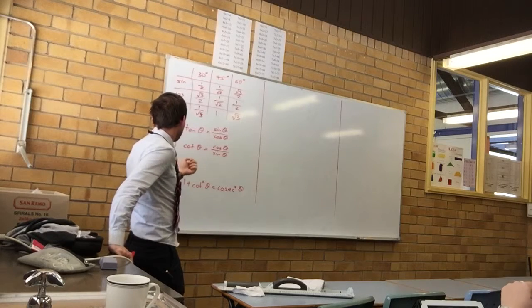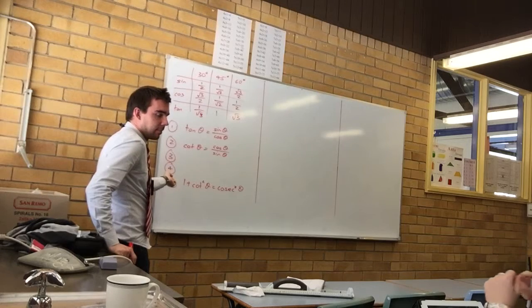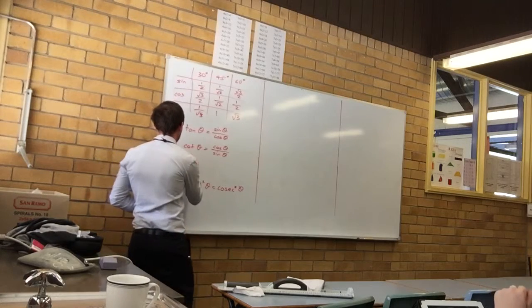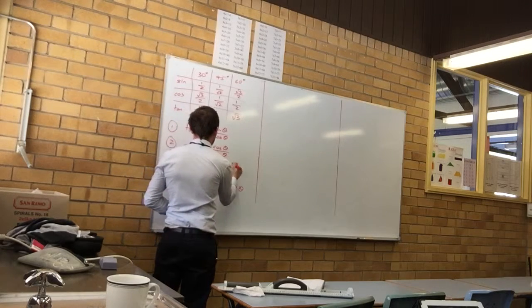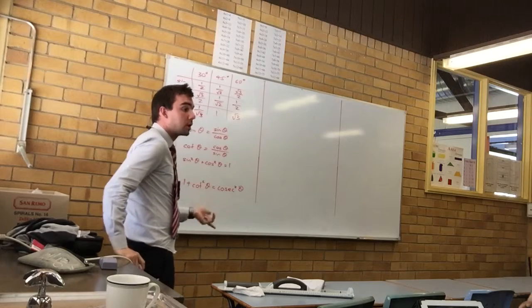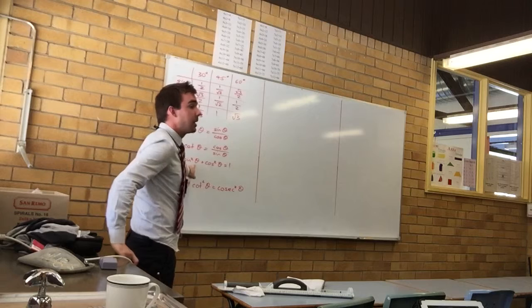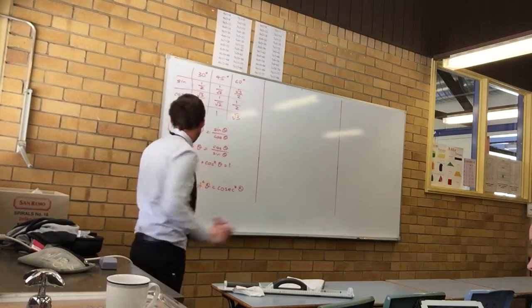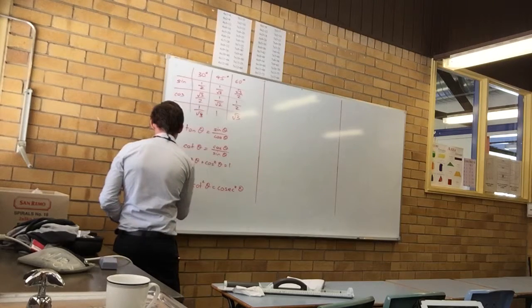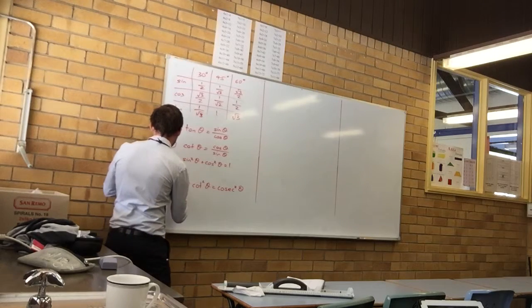Alright, number 3. McCall. Sine squared theta plus cos squared theta is 1. Good. If you remember sine squared plus cos squared is 1, from that, if you divide everything by sine squared theta, you will get equation 5.